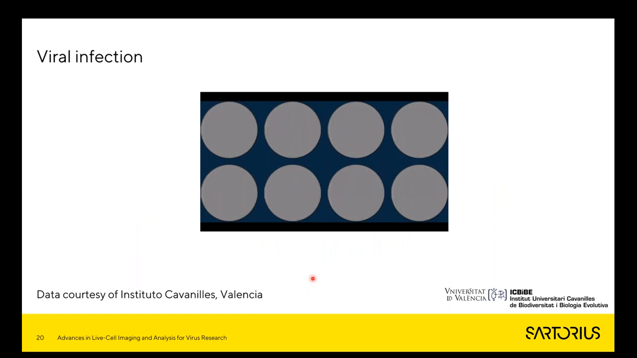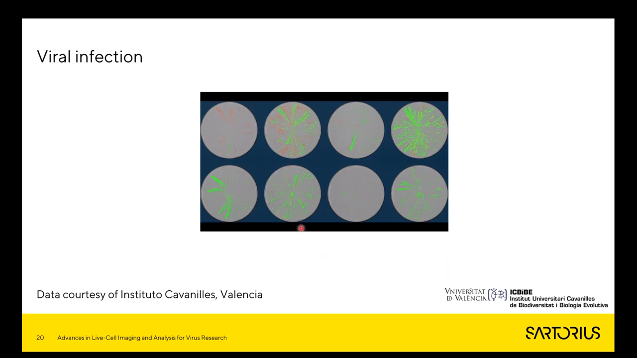Then in this next customer data set, researchers of the Institute of Cavanilles in Valencia in Spain have also used a very similar approach to study viral infection of two different viral strains. They were able to distinguish these two viral strains by labeling one strain with mCherry and the other with GFP. Then on the Incucyte system, they chose to scan using the whole well imaging mode, which essentially allows us to then capture the entire well of, in this case, 12 well vessel.